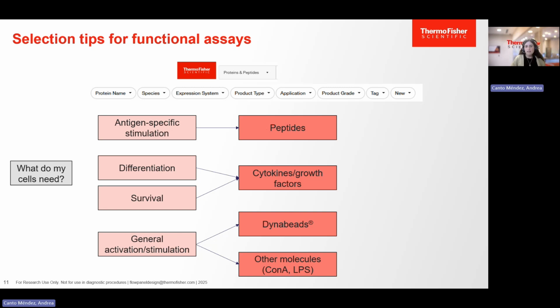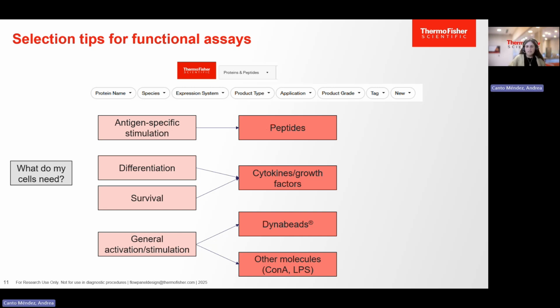First, we might be more interested in antigen-specific stimulation. So, for example, we might be interested in studying T cell responses against a specific antigen, a specific virus, for example. And in this case, peptides could be an interesting option, especially when working, as I mentioned, with T cells. If we are more interested in cell differentiation or cell survival, maybe we might be more interested in using cytokines or growth factors to obtain the desired phenotypes, as we displayed in the previous examples.